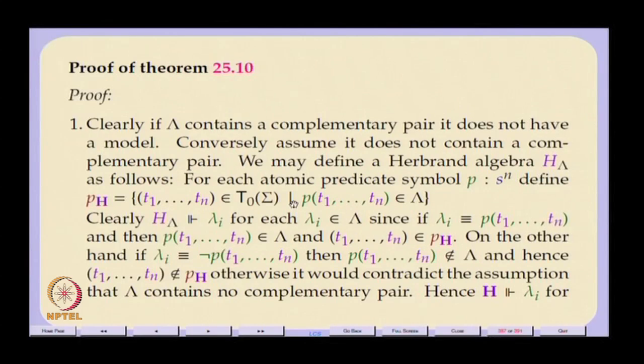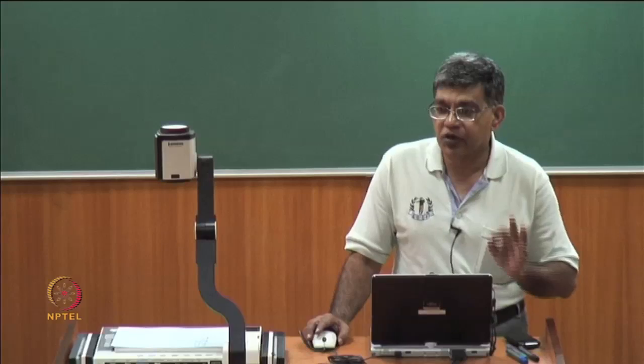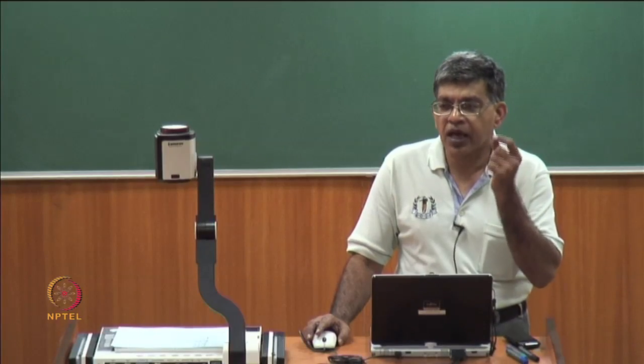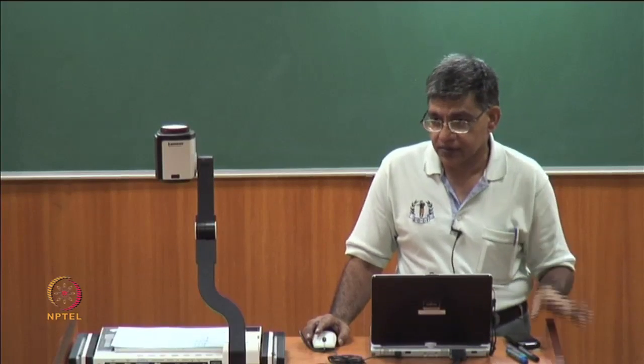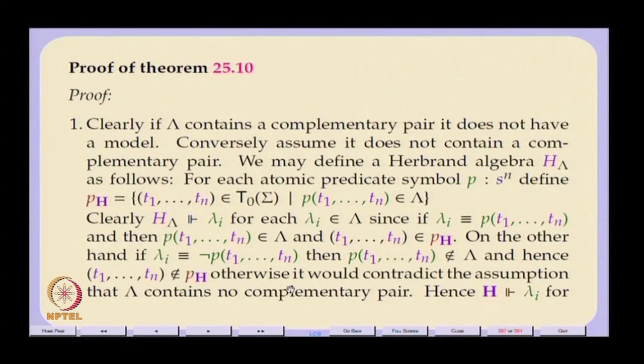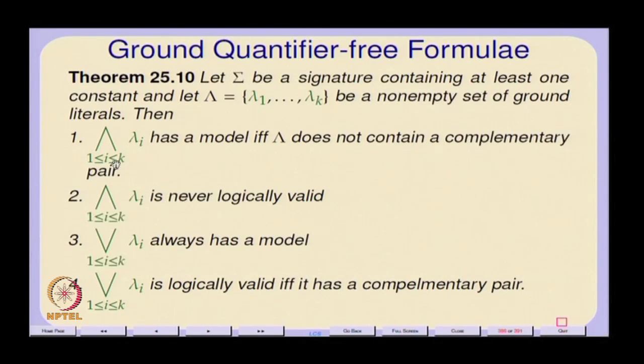So, essentially you ignore all the negative literals, consider only the positive literals and interpret their parameters as being in the relation. That is it. Okay. So, this H lambda models every lambda I, and therefore it also models the big wedge, the big AND of these lambda i's, right.